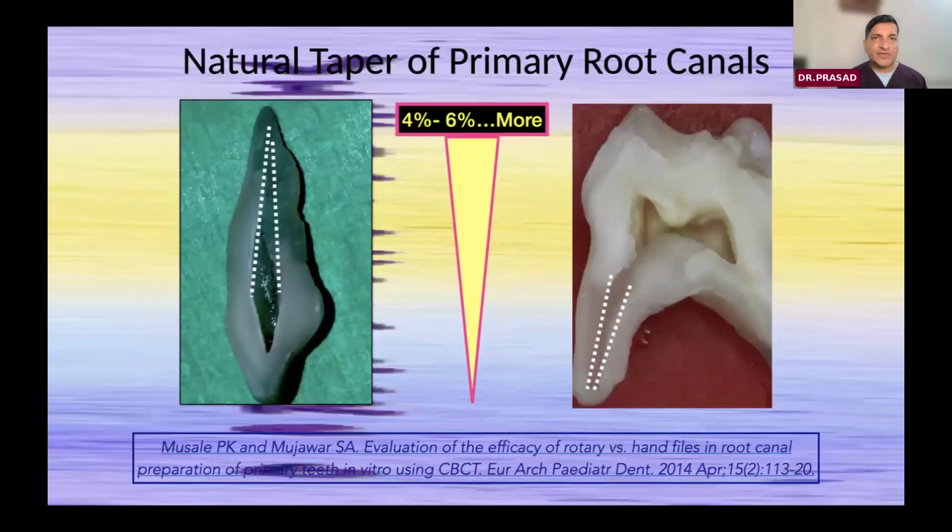Also, I want to stress that the natural taper of the primary molars' root canals is 4 to 6%. Especially in the anterior teeth, it is more than 6% many times. And as far as the molars are concerned, it is 4 to 6%. And this has been proven in our study. So it indicates that we should start using rotary files more often than ever, and we should be able to do pulpectomy successfully.